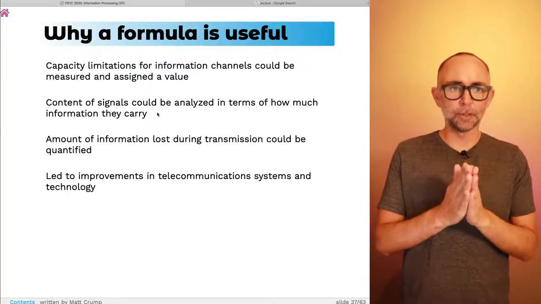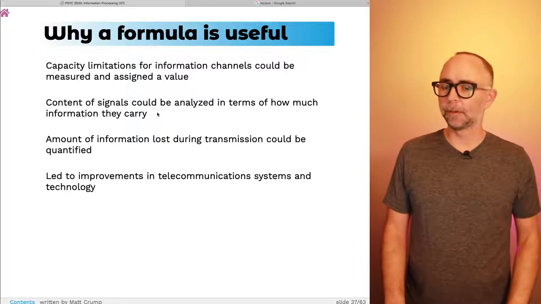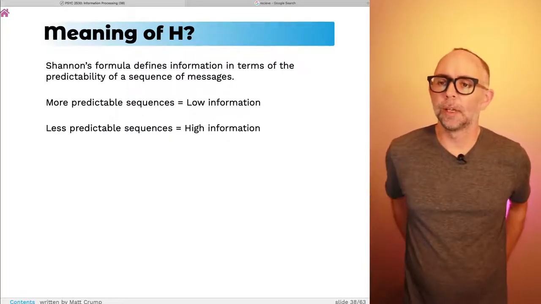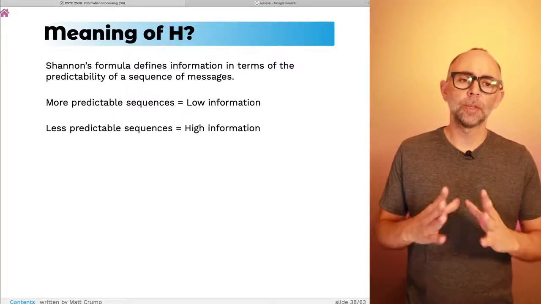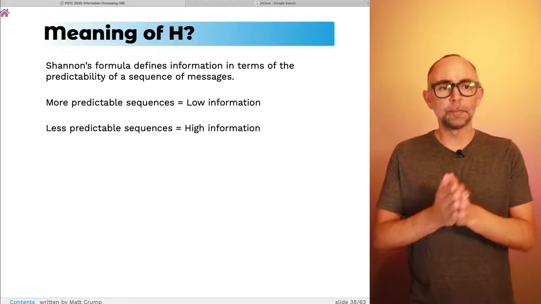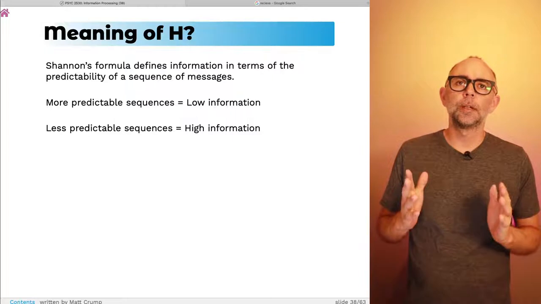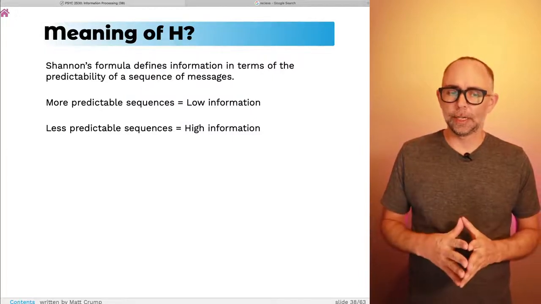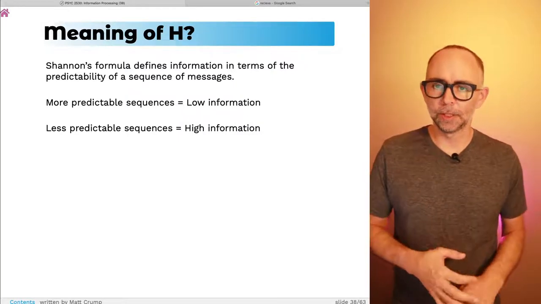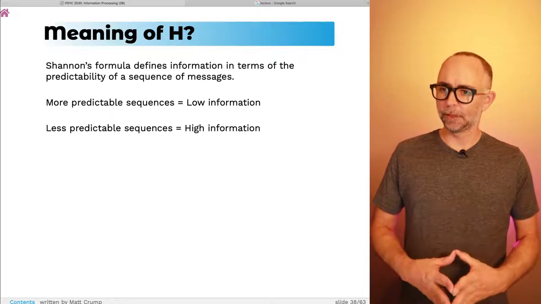Once we have the numbers to quantify it all, we can start figuring out how to make everything work a little bit better. Now, what I want to do is help us understand what the meaning of this H value is, because it's going to be applied in a moment in the second half of this lecture to a cognitive psychology task. So basically, this formula defines information in terms of the predictability of a sequence of messages.